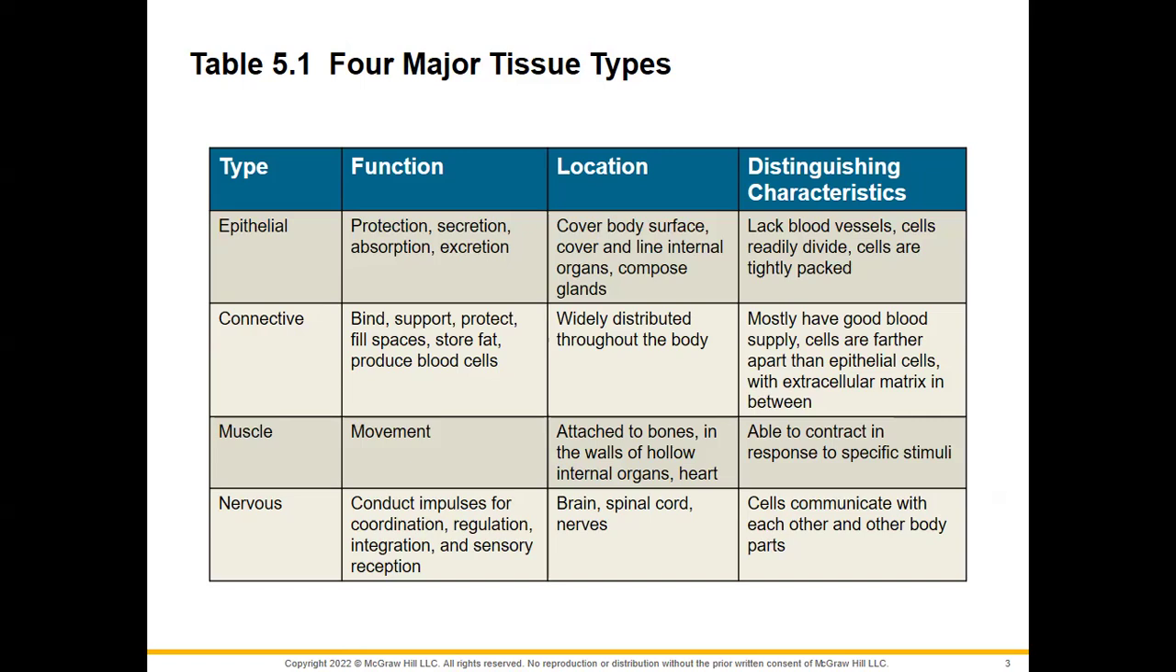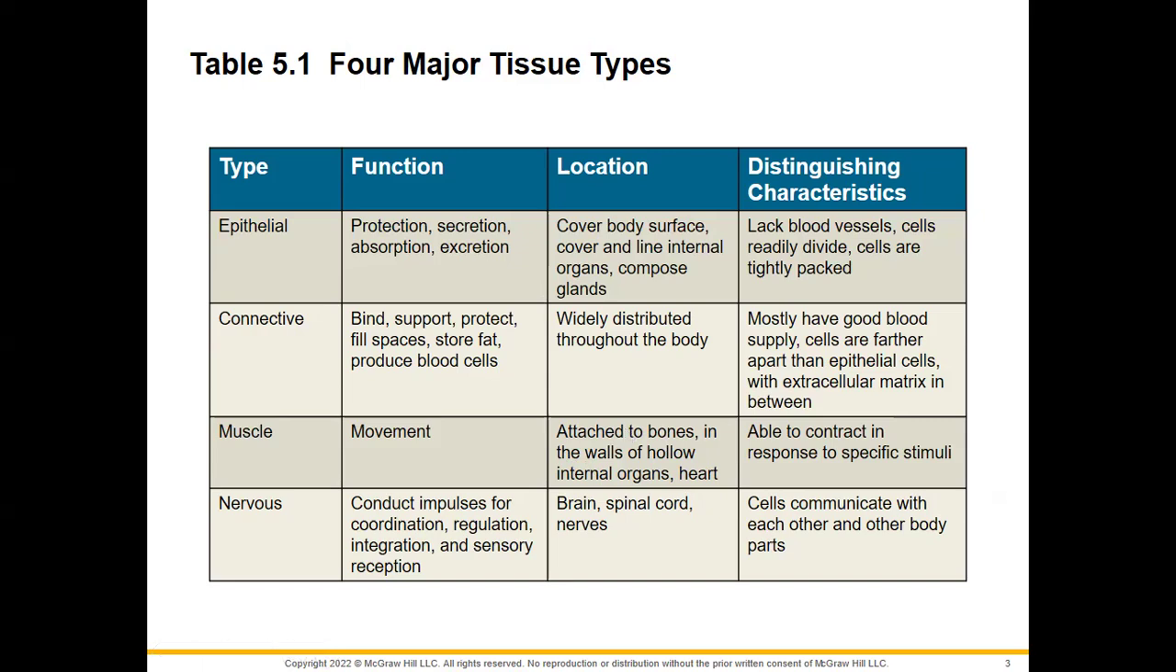The third type of tissue is muscle cells or muscle tissues. These are all about movement. You have muscle that attaches to bones. You have muscles that are in the walls of hollow organs like your stomach and your heart.